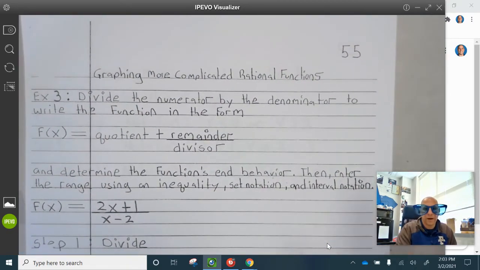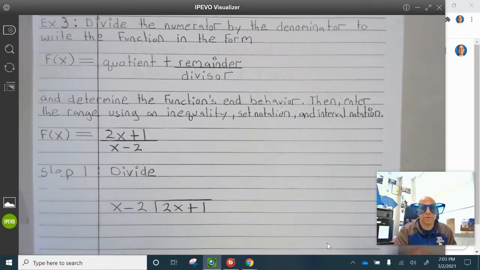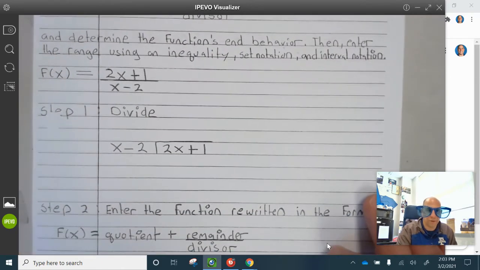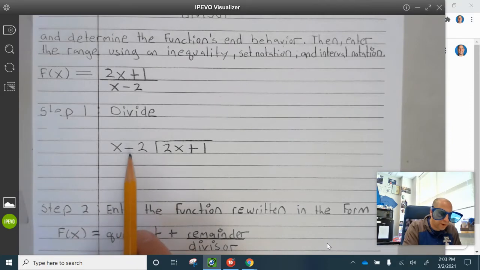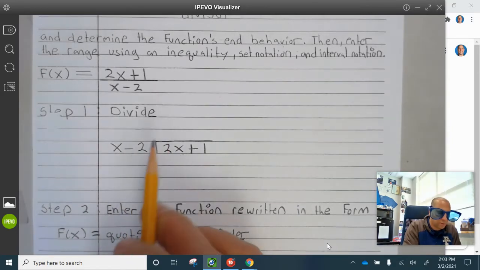Example 3. Divide the numerator by the denominator to write the function in the form f of x equals quotient plus remainder divided by the divisor. Okay? And determine the end behavior. Then enter the range using inequality, set notation, and interval notation. Okay, so first we need to divide. Okay, so we divide x minus 2 into 2x plus 1. Okay, put a 1 here.